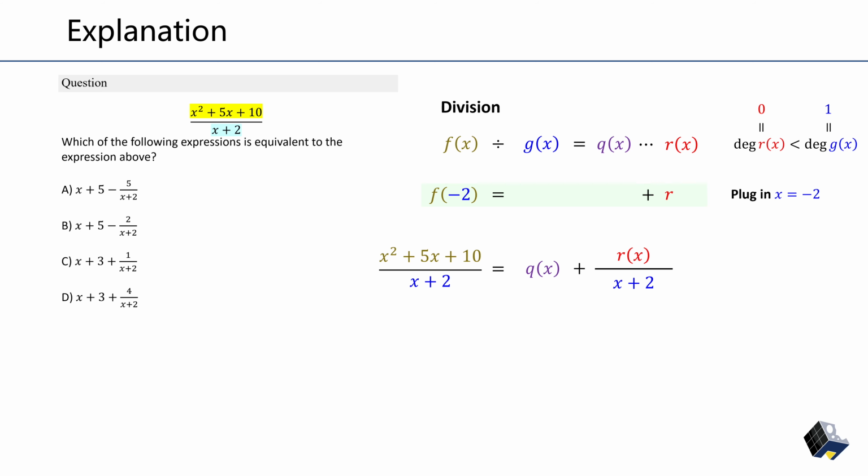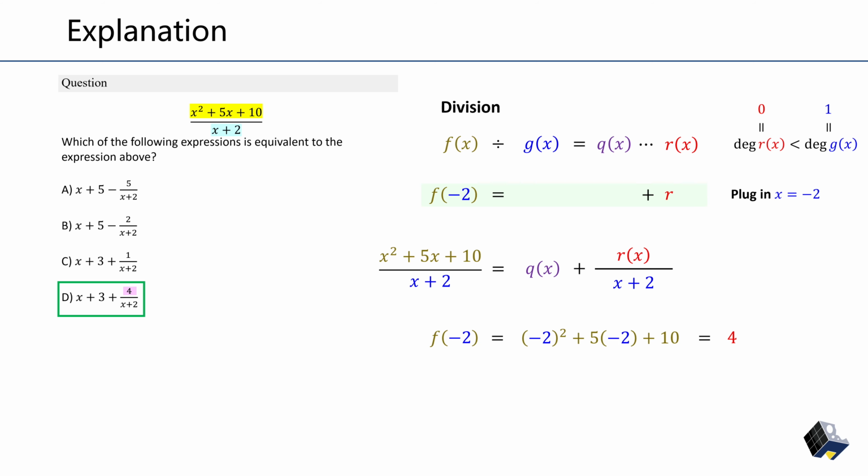Therefore, r equals f(-2). Finally, we calculate f(-2) equals (-2) to the power 2 plus 5 times (-2) plus 10 equals 4. Among the 4 choices, only choice D's remainder matches it. So choice D is correct.